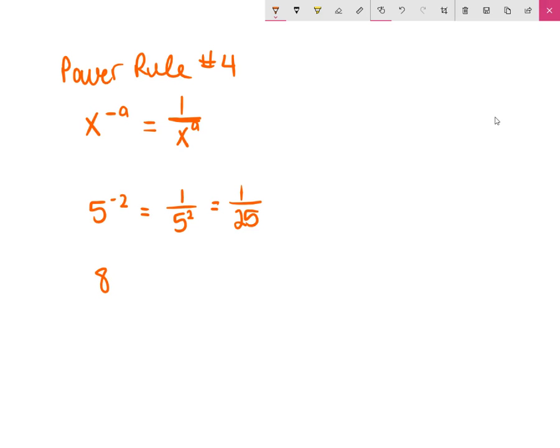8. Haven't used that yet. 8 to the negative 2 power. We can write 1 over 8 to the second power, which is positive. And 8 times 8 is 64.